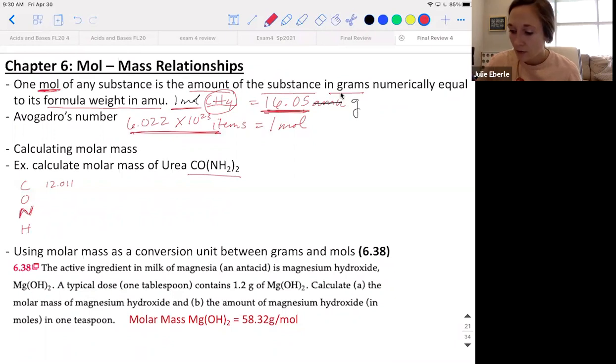So carbon on the periodic table weighs 12.011. 1 mole of carbon would be that many grams. And then 1 mole of oxygen atoms is 16.0 grams. How many nitrogens do we have in our molecule here? We've got this 2 on the outside of the parentheses, so we have 2 of those, and we got 4 hydrogens total. You multiply everything inside the parentheses by the subscript outside the parentheses. So for nitrogen, it's 2 times 14.01. And then for hydrogen, I've got 4 of those, so 4 times 1.01. And then you just add all this up.